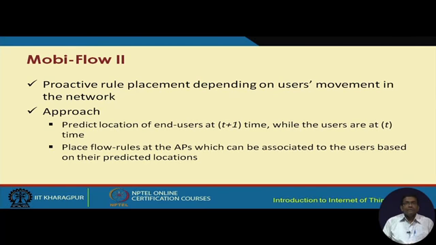So, MobiFlow gives a proactive rule placement scheme depending on the user's movement in the network. And when we talk about such a scheme, what is very important is to have some kind of prediction of the location of the end users at the next time instant, given the data of how the user was moving till a particular time instant, and then placing the flow rules at the access points which can be associated to the users based on the predicted locations.